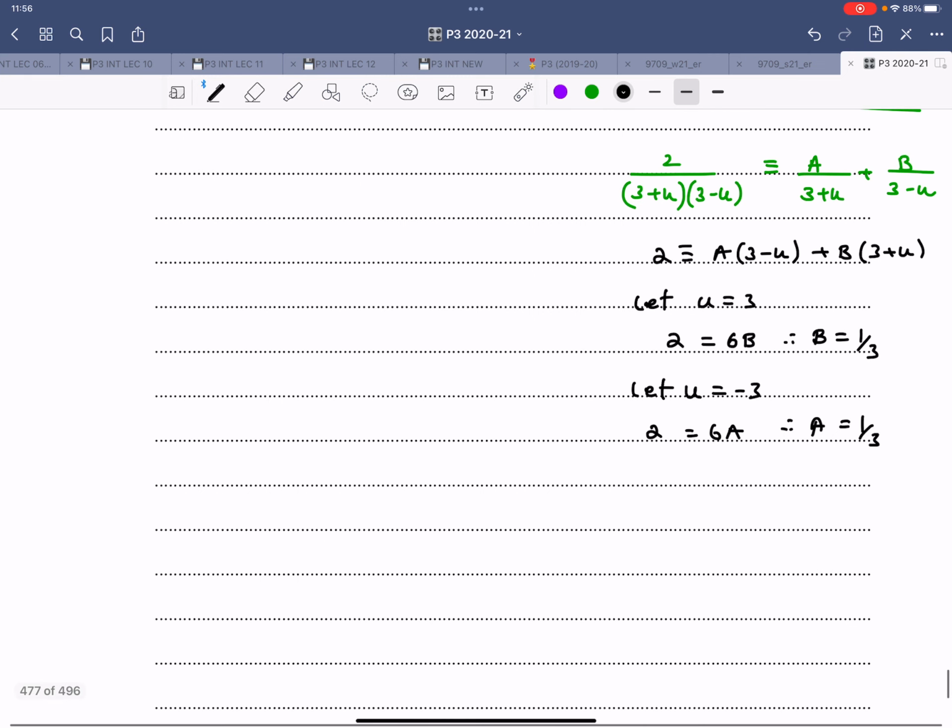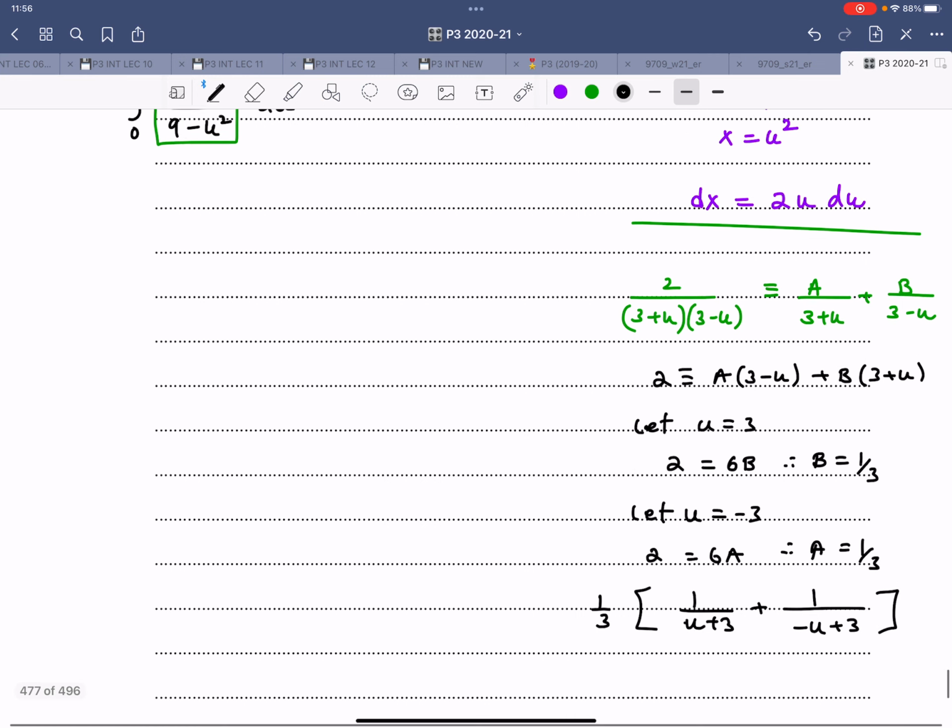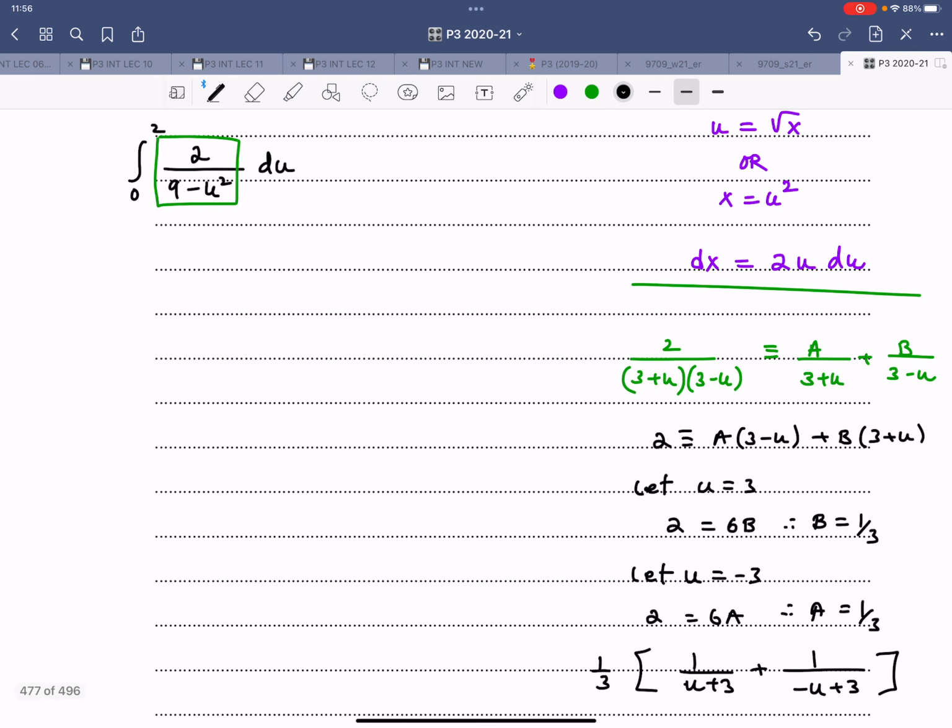So basically, this is 1/3, 1 over u plus 3. Let me write it like this. And this is 1 over minus u plus 3. So now that's a proper format of writing it. And 2 is already taken care of. So this is 1/3, and this is 1 over u plus 3, and this is plus 1 over negative u plus 3 du.